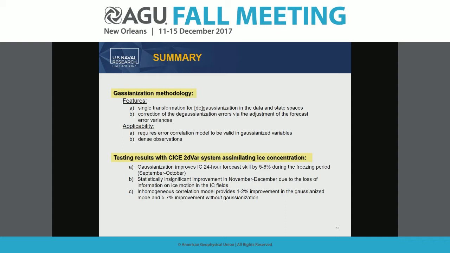What we did, basically, was correct for the de-Gaussianization errors via the adjustment of the forecast error variances. And we believe this scheme can be applicable only when the correlation model is valid in Gaussianized variables and we have dense observations. Below there are some preliminary testing results of the system.